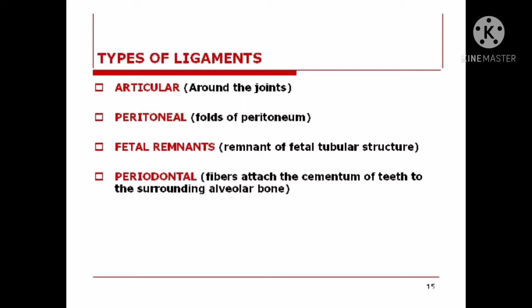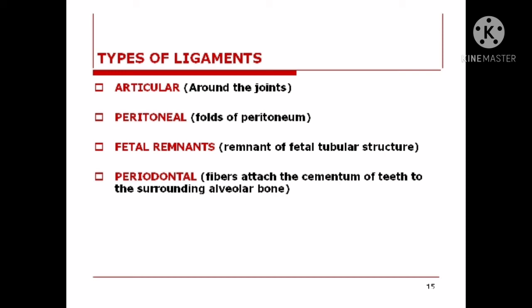The types of ligaments. The articular ligaments are present around the joints. The peritoneal ligaments are present in the abdomen, made up of the peritoneum, and remember that peritoneum forms three types of structures: the mesentery, the omentum, and the ligaments, which are the folds.